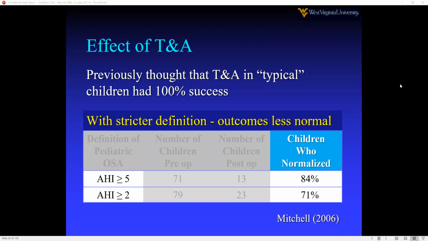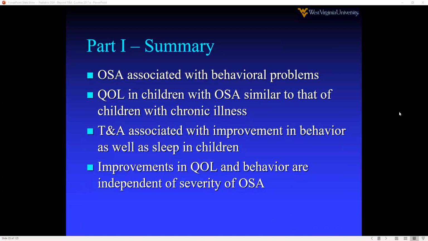So when you look at this, you'll see that maybe 84% normalize if you're using 5 obstructions an hour as a bottom line, and you'll get less improvement, 71% in his study, if you're using AHI greater than 2. So the stricter you get on definition, the less normal you get. You've got to keep that in mind when you're reading the papers.